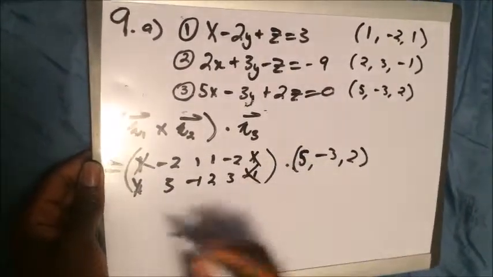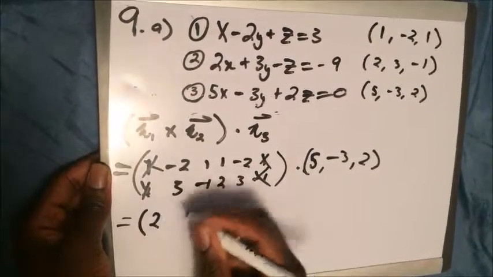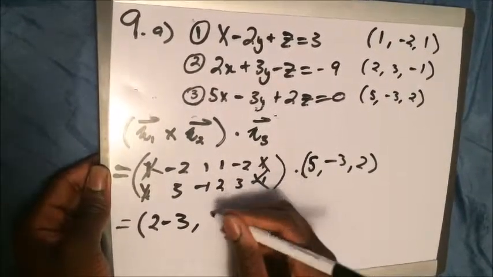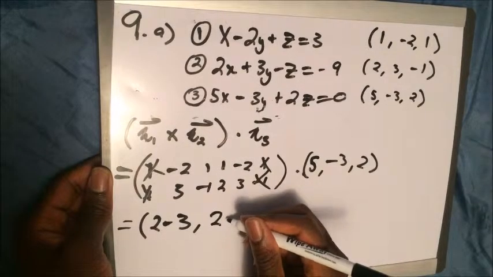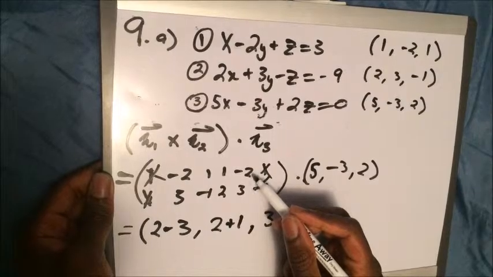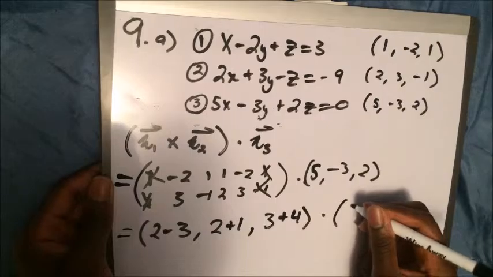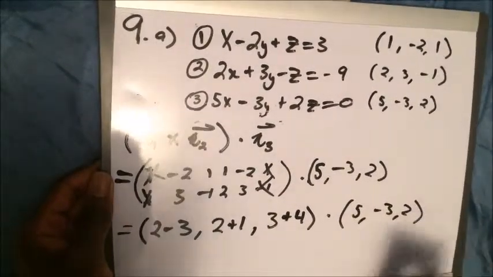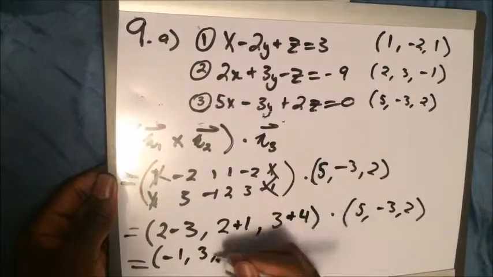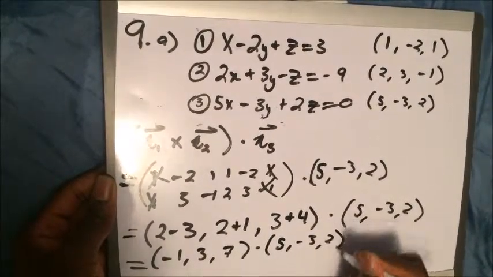Cross this out. Okay, so now we have -2 times -1, which is 2, and then 3 times 1, which is 3, but the negative of 3 is -3. 1 times 2 is 2, -1 times 1 is -1. The opposite of that is +1. And you have 1 times 3, which is 3, and 2 times -2, which is -4, but the opposite of that is +4. Dotted with 5, -3, 2. We're just going to simplify this. So we have -1, 2 plus 1 is 3, 3 plus 4, 7, dotted with 5, -3, 2.